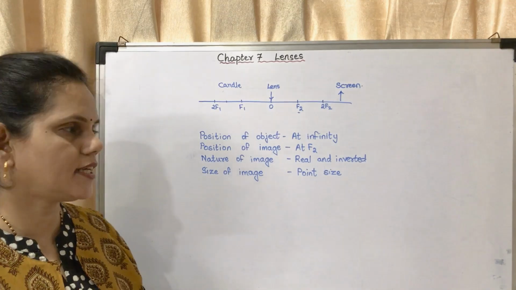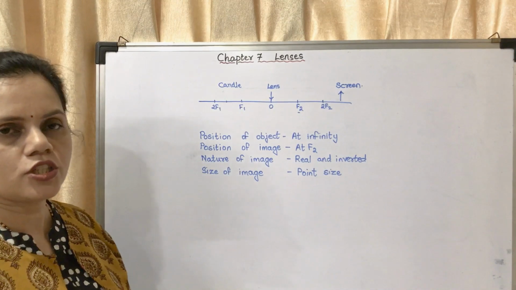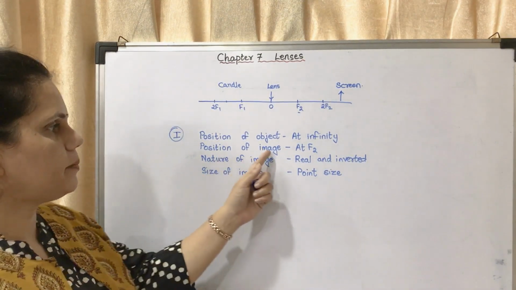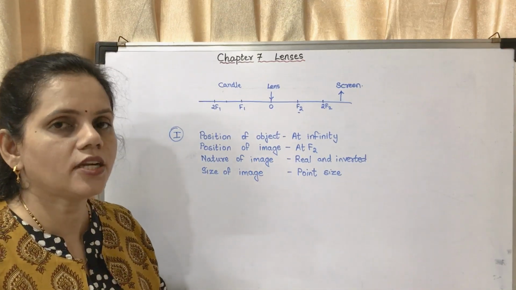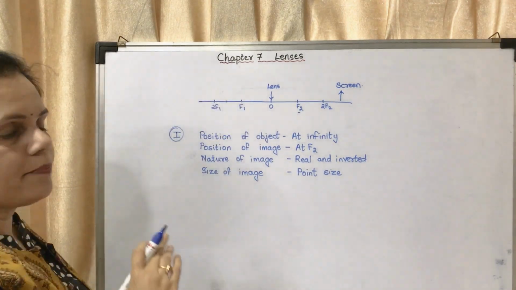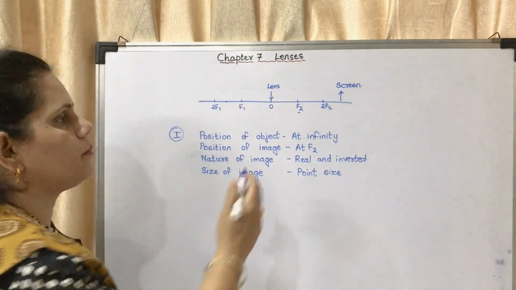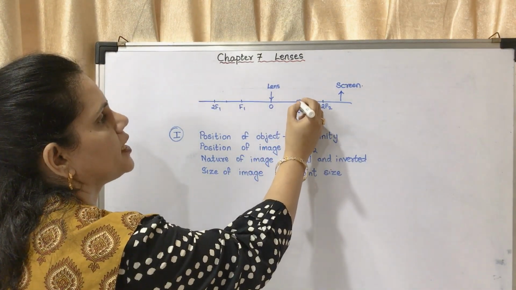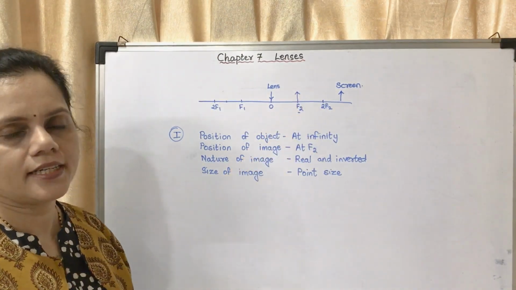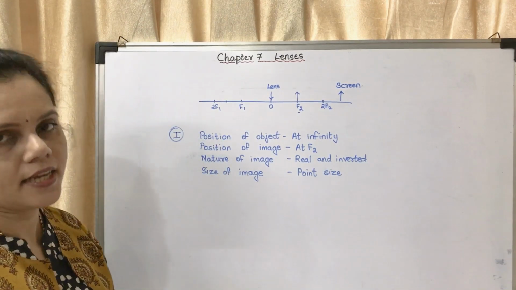So we will see the first condition, how to draw the ray diagram. If the position of the object is at infinity, where is the image? The image you will get at F2. What you have to do is keep a candle far away and move the screen forward and backward. Where will you get the image? You will get the image if you keep the screen here. If you keep the screen here, you will get a clear image of an object which is kept at a far away distance, that is at infinity.